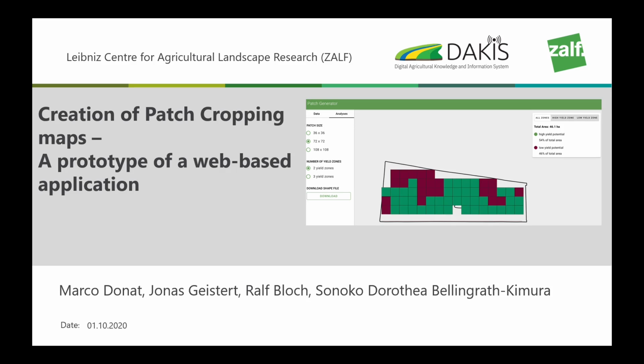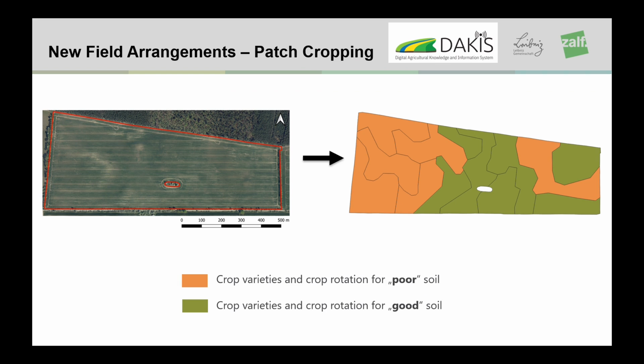Hello, my name is Marco Donat and I'm working at Leibniz Center for Agricultural Landscape Research in the working group Resource Efficient Cropping Systems. Today I would like to give you a small insight into our work on a tool that will facilitate the implementation of small-scale and site-specific farming. With small-scale and site-specific cultivation, I mean the concept patch cropping, which I would like to explain now.